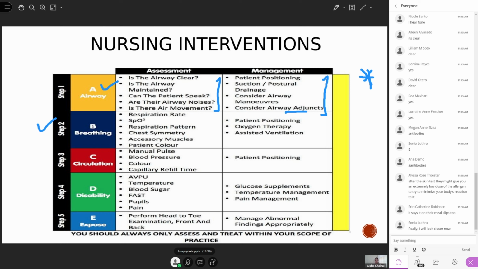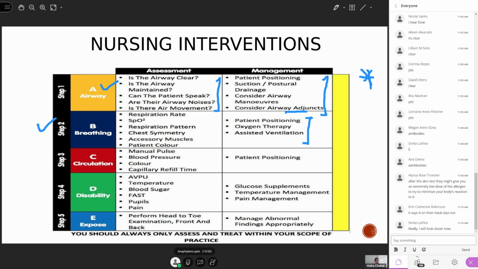So breathing, how you're gonna check is chest symmetry, the respiratory rate, the pulse oximetry that comes after you're done with the airway, okay? Patient is having a reaction, check their breathing. If breathing is a problem, you do these things, okay?